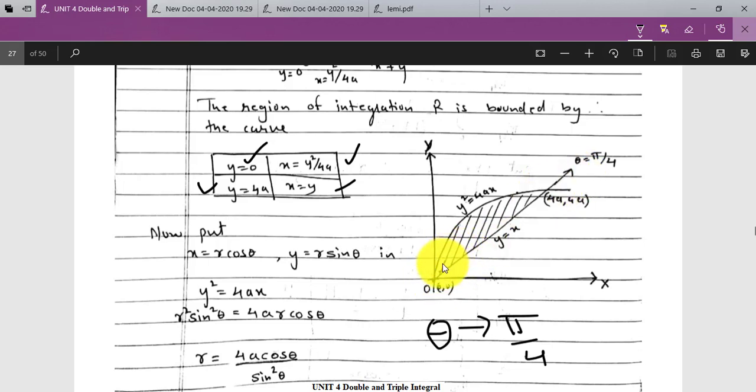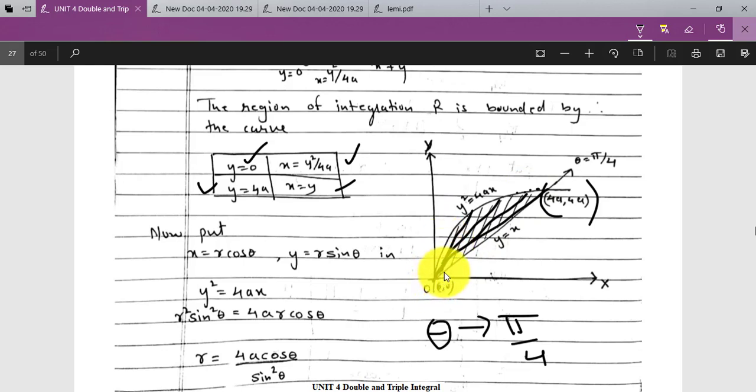Now my r is what? r is the distance from the origin to the point. So if I draw a radial vector to this point, when evaluating for y is equal to x and y square is equal to 4ax, the point of intersection will be at 4a. So one of the values of r will be 0 to 4a. But this is a curve, right? So here this is a point, this is a point, this is a point. Here it is r, here it is r, everywhere it is r.